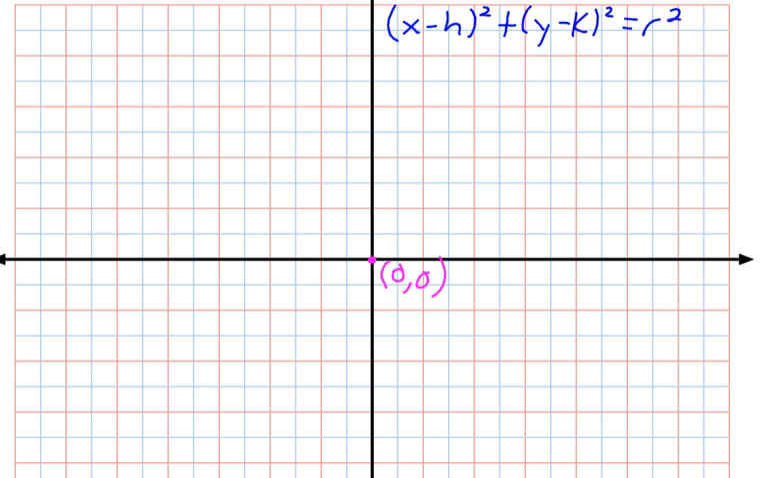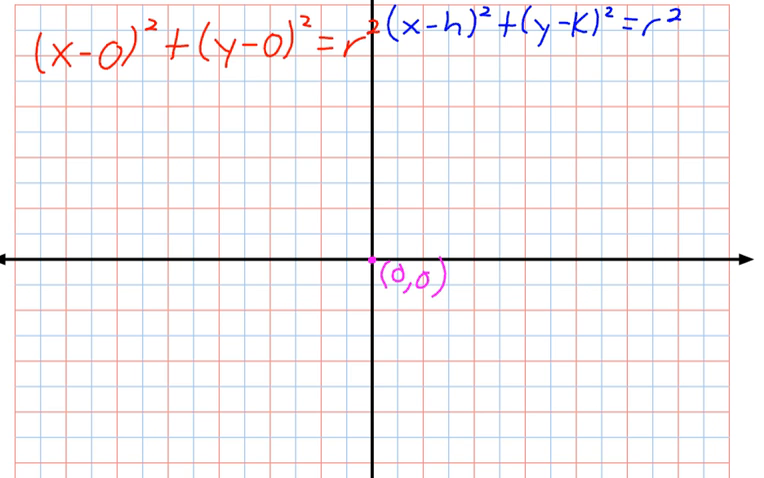If we plug that center into our equation, we're going to get something that looks like this. x minus 0 squared plus y minus 0 squared equals r squared. And then the radius, like I say, can change depending on the size of our circle. Okay?